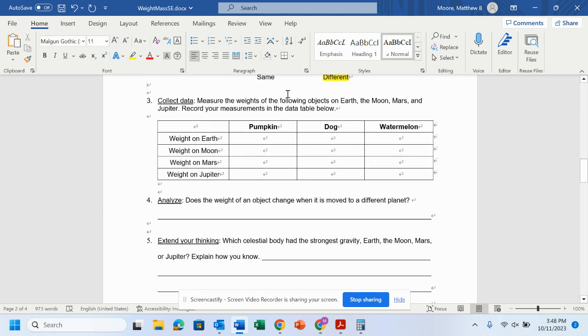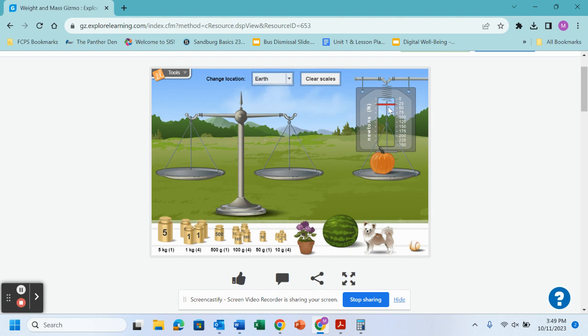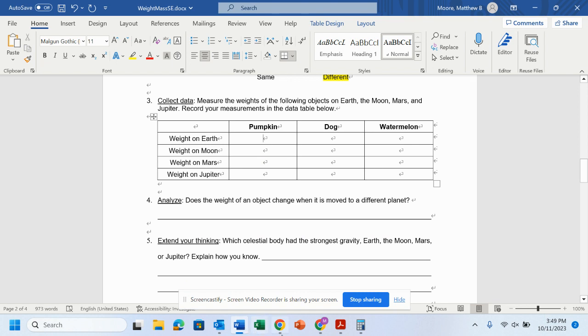Collect data. Measure the weights of the following objects on Earth, the Moon, Mars, and Jupiter. Record your measurements in the data table below. Okay, so we're going to do pumpkin, weight on Earth, weight on the Moon, weight on Mars, and weight on Jupiter. And this is in newtons. So we already know pumpkin is 30 newtons on the Earth.